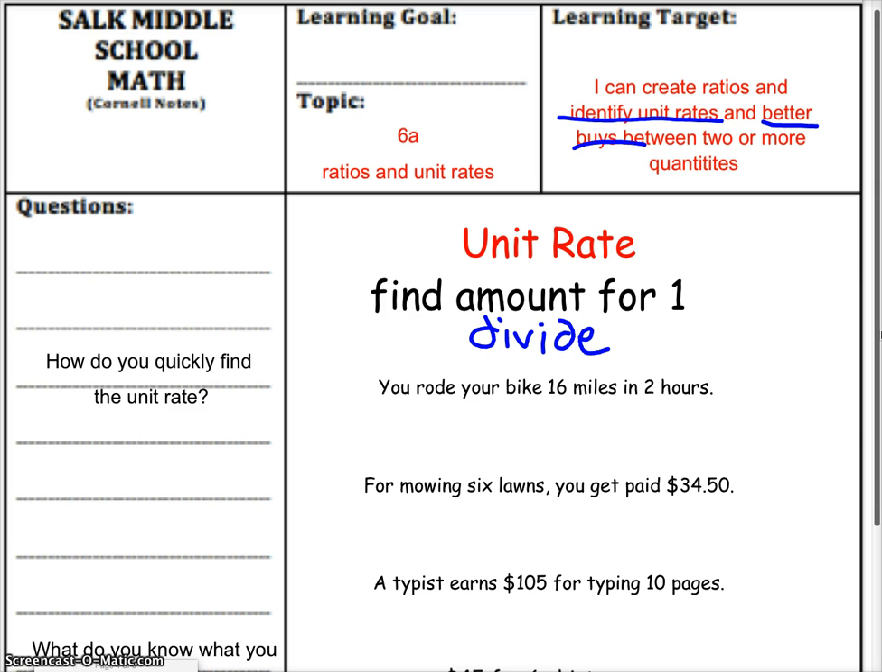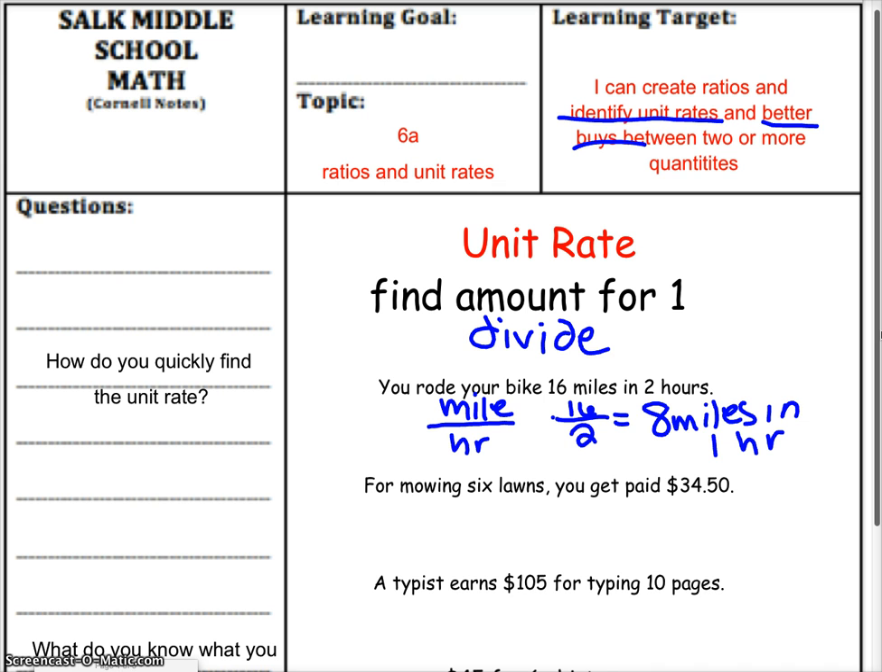So you rode your bike 16 miles in 2 hours. I want to know how many for 1 hour. So I say I have miles over hour, and I want to know how much for one. So you do 16 miles over 2, divide them, and what do you get? 8 miles in 1 hour.